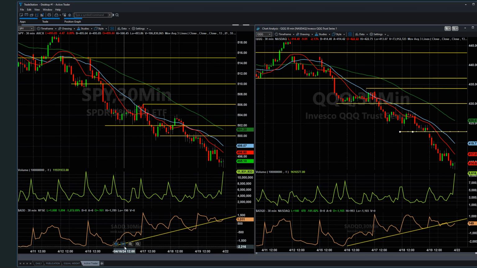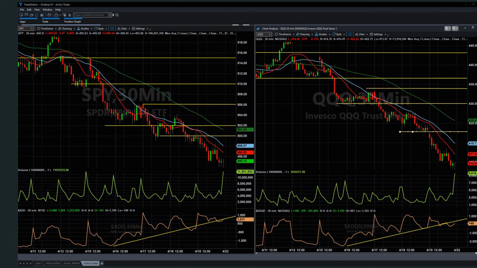Now, I'm watching very carefully what happens with market breadth, because the trend in breadth is up, which means that it's strengthening here on the move to the downside. But we close near the low of the day in both the Spiders and the Qs, then that does suggest that potentially we will see lower prices at the open on Monday.